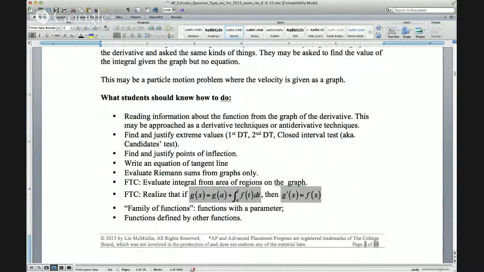What you need to be able to do is read information about the function from the graph of the derivative. This can be approached as derivative techniques or antiderivative techniques. Find and justify extreme values: first derivative, second derivative, closed interval test, first derivative test, second derivative test, or the candidates test. You need to find and justify points of inflection. You need to be able to write an equation of a tangent line, evaluate Riemann sums from graphs, use the fundamental theorem of calculus, and evaluate the integral from the area of regions on the graph.